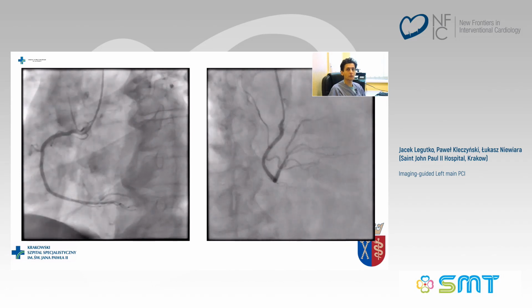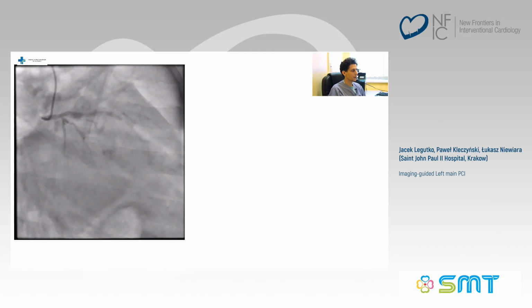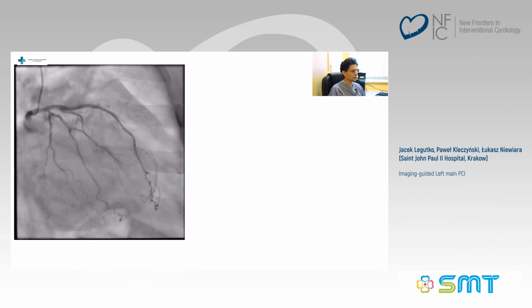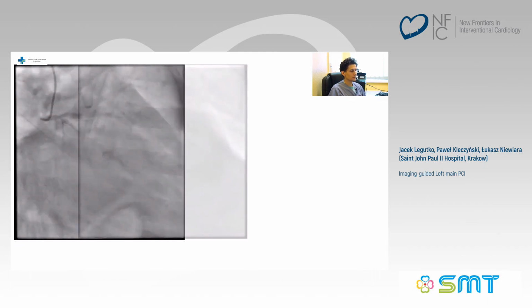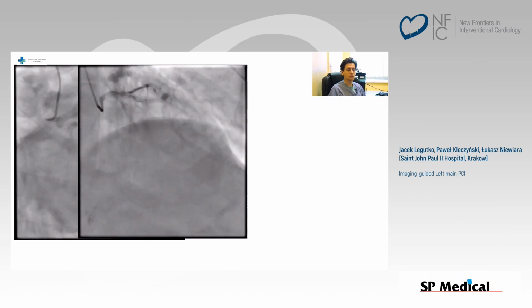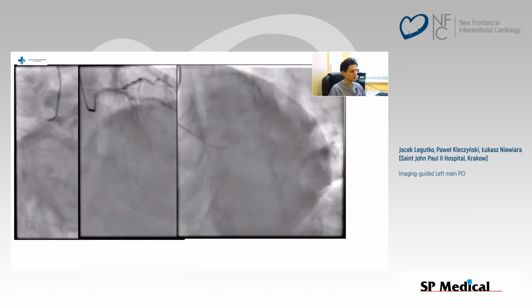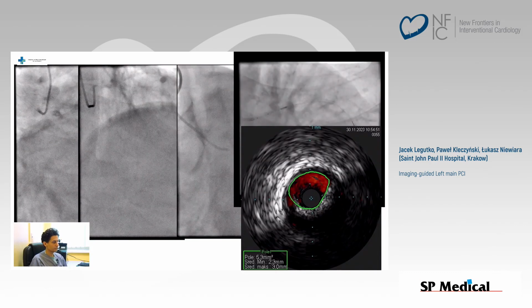His right coronary artery revealed no significant stenosis. However, in the left coronary artery, you might see severe narrowing of the distal left main, which was assessed with intracoronary IVUS, and some extensive calcifications.